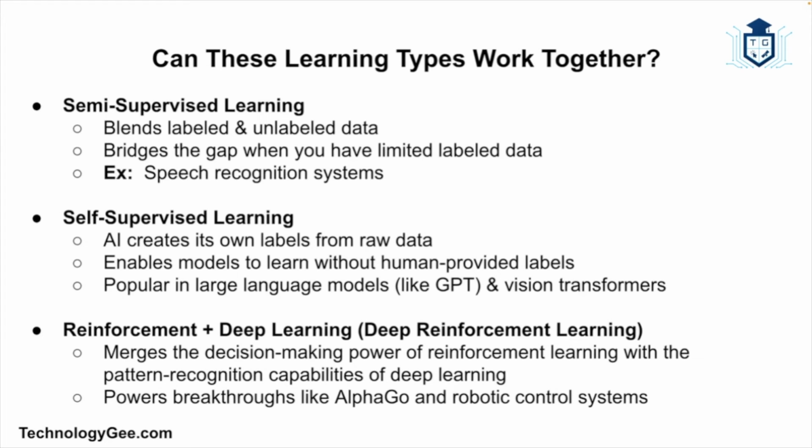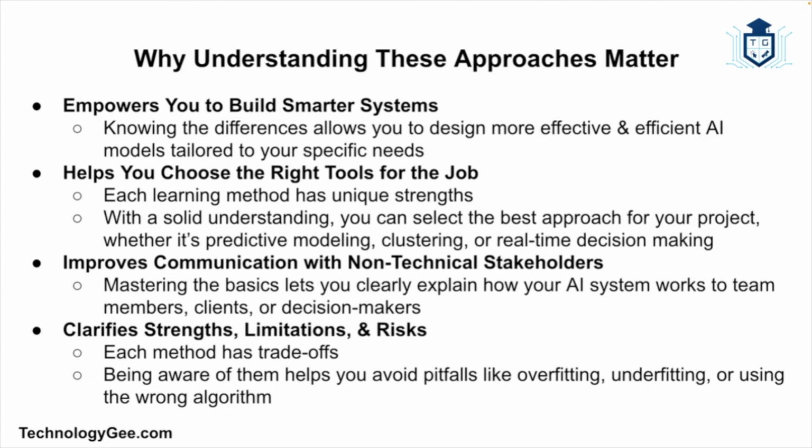And then you have reinforcement plus deep learning. This is also known as deep reinforcement learning, and this combination powers many cutting-edge systems like AlphaGo. So while these categories are helpful for understanding, the lines are starting to blur as AI evolves. So now that leads us to this next question. Why does any of this even matter?